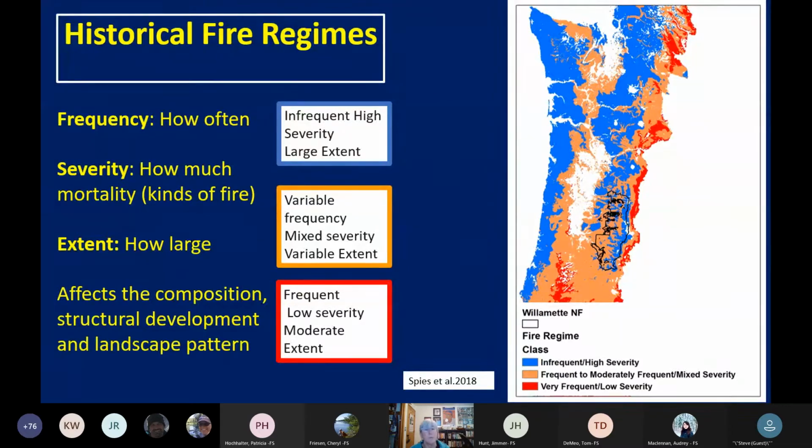And as I've just said in the previous slides, this gives us information not only about the fire itself, but also about the composition, structure, and pattern of our landscapes. So as you can see from the map on the right here that's taken from the Northwest Forest Plan synthesis, we have three general fire regimes that occur across the Northwest Forest Plan area. And even though the frequent low severity regime isn't mapped on the Willamette, it does occur, and I'll talk about each one of these separately.